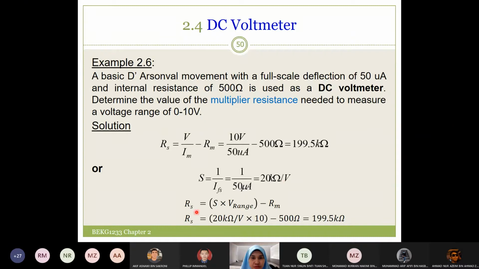And then RS, we know that RS is equal to R total minus RM. R total is equal to S multiplied with V range. So we substitute S equal to 20K here, multiply with the V range, 10 volts. Okay, minus RM, RM is given as 500 ohm. We get this. Okay, same as from the formula.